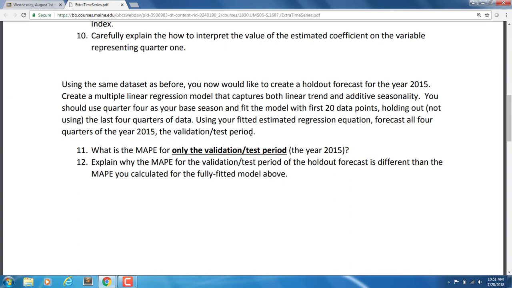So use the first 20 data points, holding out the last 4 for the test set, so the last year, and then compute the MAPE. You can do the other metrics also for only the validation time period. All right. So again, very step by step. If you can do these two web sessions, you should be well set for exam number 2.